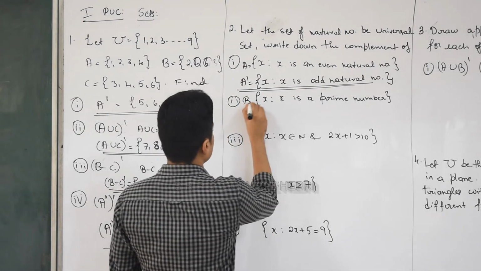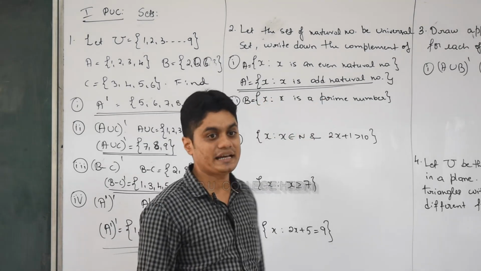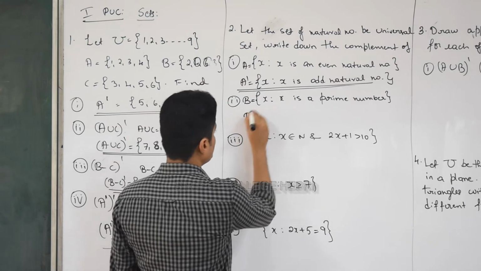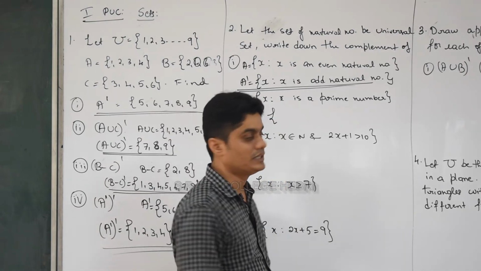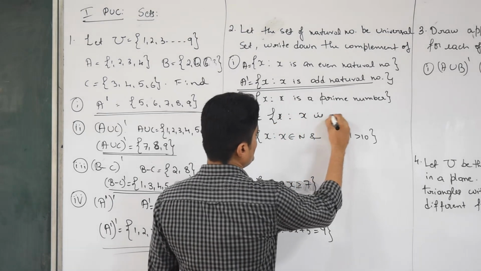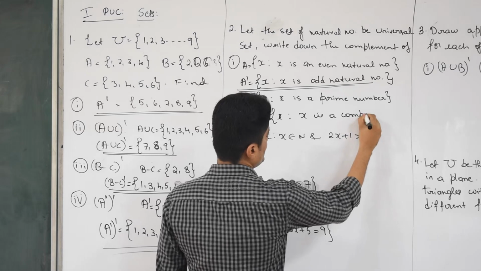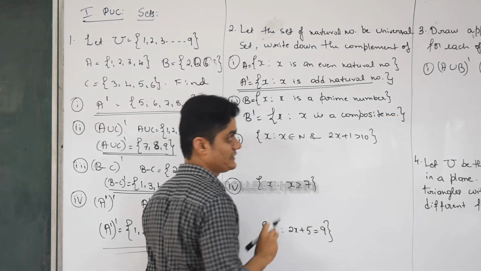Next, B. I'll consider the given set as B, which is nothing but x is a prime number. So what is the complement of that? When you remove all the prime numbers from the natural numbers, the remaining natural numbers are known as composite numbers. Then x is a composite number.